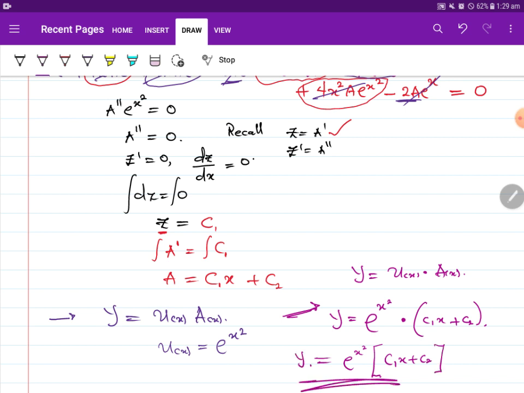So that's what we call the reduction of order method, giving one solution of a second order differential equation. We'll be looking at another example in our next video so that you'll be able to understand the concept very well.